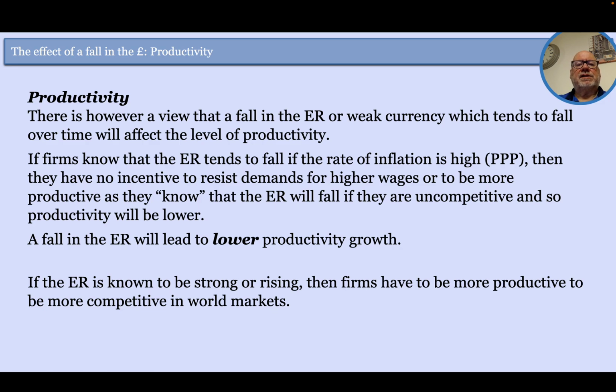And the reason for that is this, that if companies or firms know the exchange rate is going to fall, if say inflation is high, that's what PPP theory says, then they don't have any incentive to resist demands for wages or simply to become more productive, because they know that if they're not productive, the prices in our country are going to go up faster than other countries, because our unit costs are basically going to be going up. And so they know that the exchange rate is going to fall in order to let them off the hook all the time. So it doesn't force the companies to become more productive.